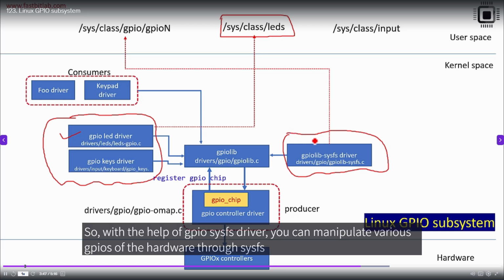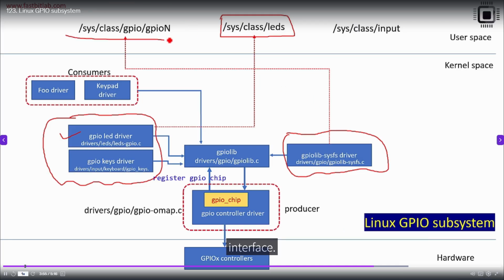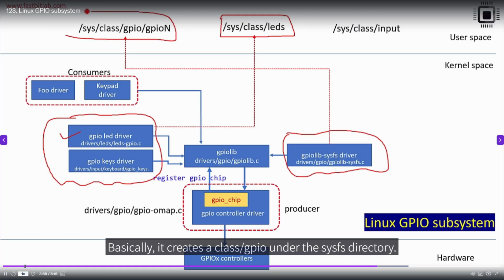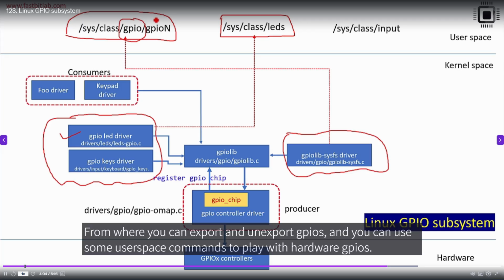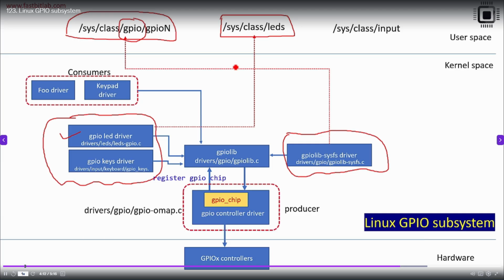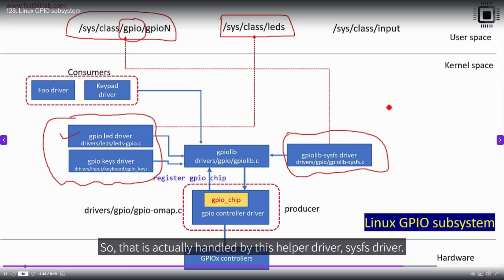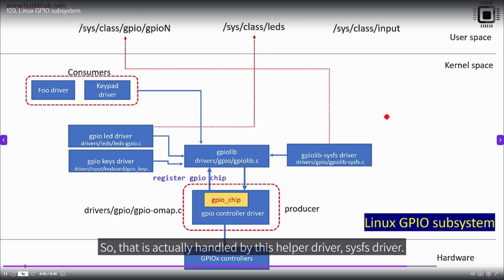With the help of the GPIO sysfs driver, you can manipulate various GPIOs of the hardware through the sysfs interface. Basically, it creates a class gpio under the sysfs directory, from where you can export and unexport GPIOs, and you can use some user space commands to play with hardware GPIOs. That is handled by this helper driver, the sysfs driver.